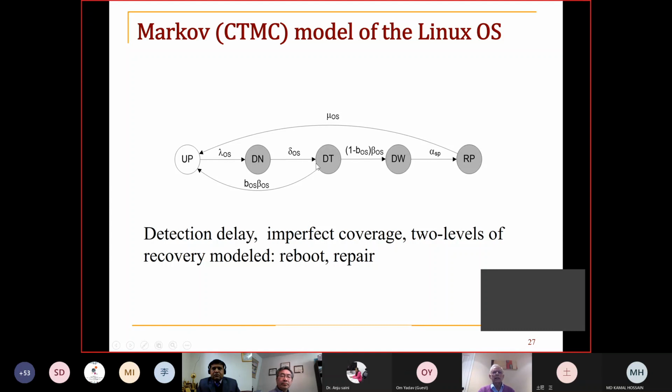So this is a very simple example of a Markov model, a homogeneous continuous time Markov chain, where the transitions are labeled with rates of transition rather than probabilities. Probabilities occur when we talk about a discrete time Markov chain. Here we're talking about a continuous time Markov chain.